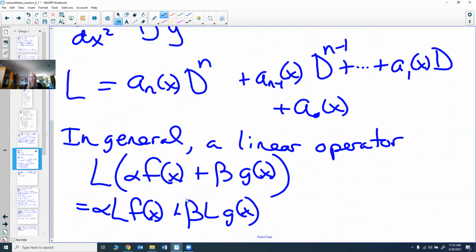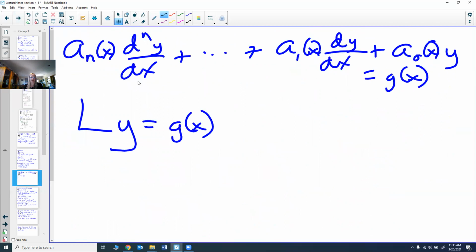This is known as the linear operator, and the linear operator, you can distribute it through like we do anything else. So if I have a linear operator on alpha f(x) plus beta g(x), I can actually distribute that L through, just like we would with any kind of linear equation. That's why it's called a linear operator. We can therefore rewrite our differential equations, which are really long to write, as just L(y) = g(x). It's just a shortcut way of writing these. That's just some notation.